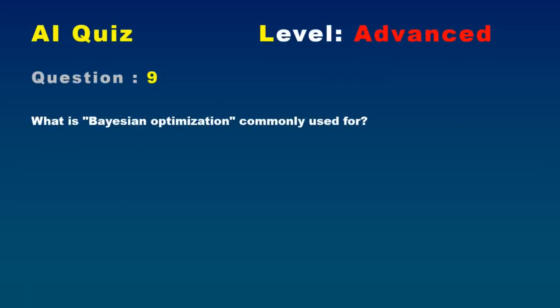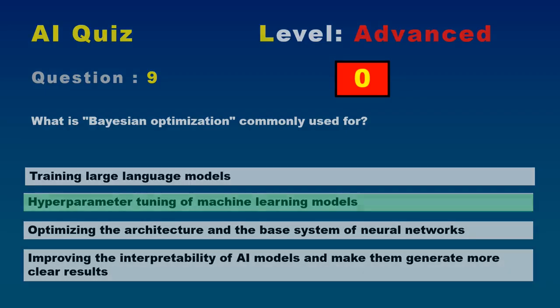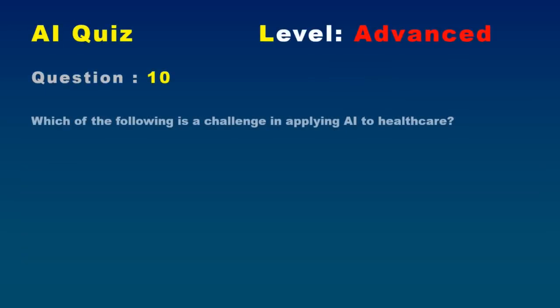What is Bayesian optimization commonly used for? Which of the following is a challenge in applying AI to healthcare?